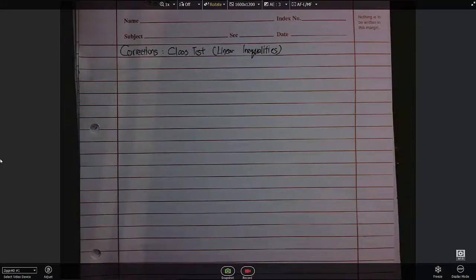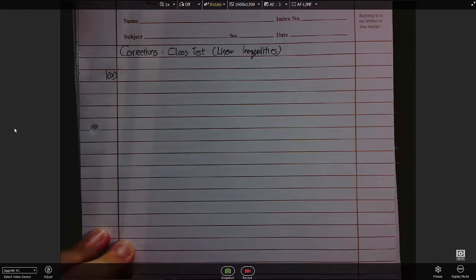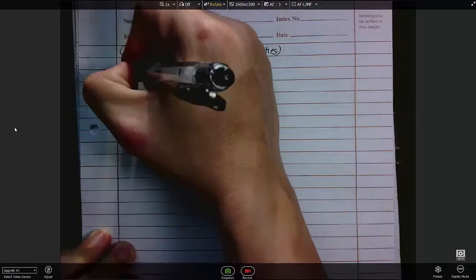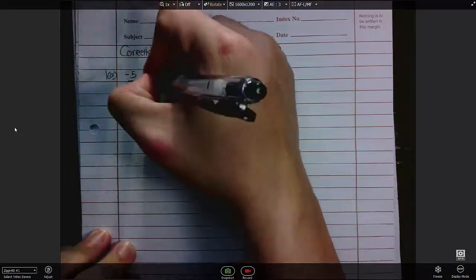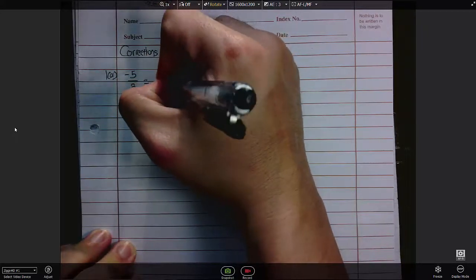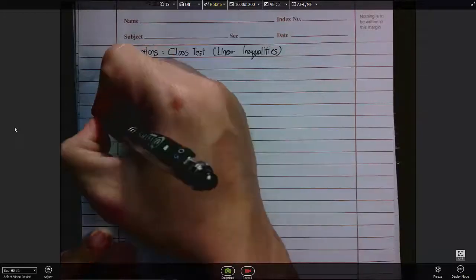Okay, today I present to you the corrections for the class test on linear inequalities. Okay, the first question, the smallest possible value of x over y. So basically, you must also consider that there is a possibility of having a negative value. So if I choose my x value to be negative 5 and my y value to be 3, the smallest possible value is negative 1 and 2/3. So remember that it is possible to choose negative values.